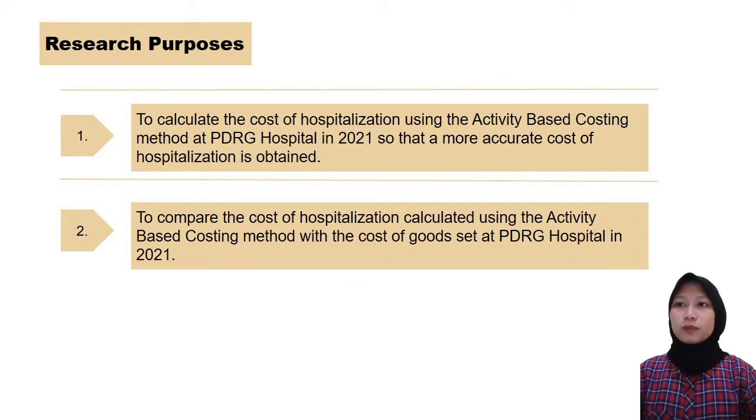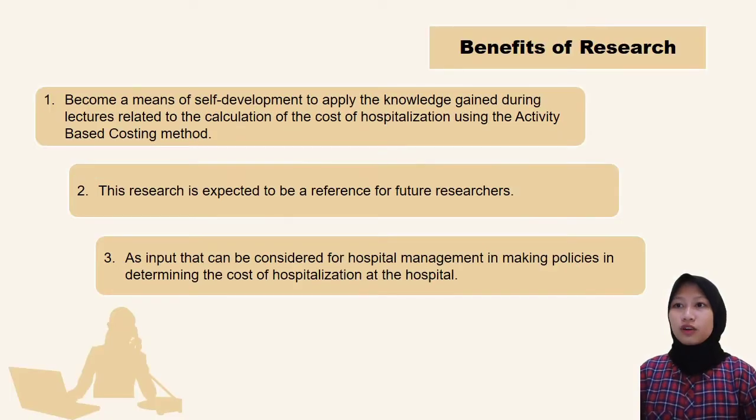Next is research purposes. The aims of the research are: first, to calculate the cost of hospitalization using the activity-based costing method at PDRG Hospital in 2021 so that a more accurate cost of hospitalization is obtained. Second, to compare the cost of hospitalization calculated using the activity-based costing method with the cost of goods set at PDRG Hospital in 2021. Benefits of research.